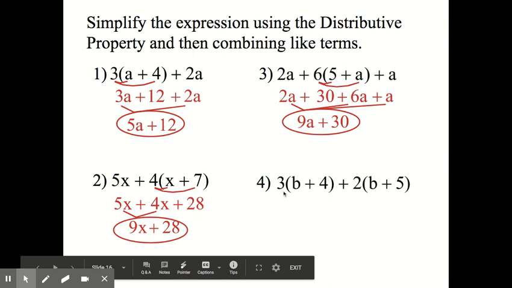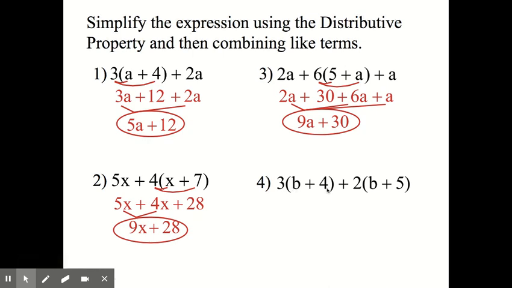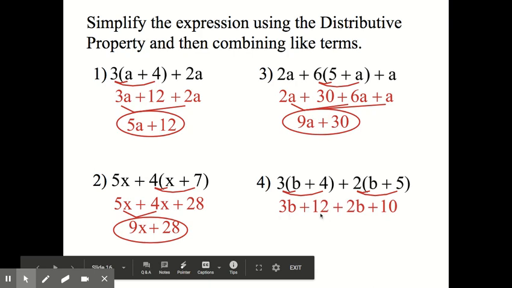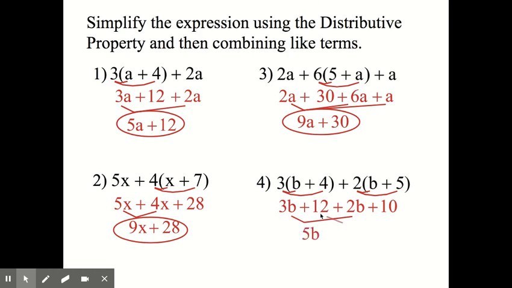And then over here, we have 3 parentheses b plus 4 plus 2 parentheses b plus 5. We can distribute to each of them. So we distribute the 3 to both of those, which gives us 3b plus 12. We distribute the 2 to both of those, which gives us 2b plus 10. And then we just leave them as adding. Now we can combine like terms. The b's can be added together to give us 5b, and then the numbers can be added together to give us 22.